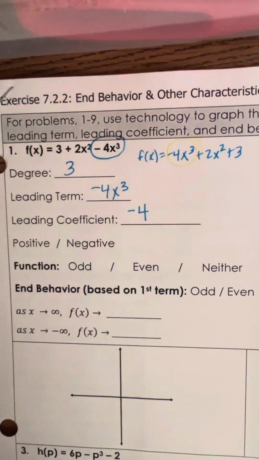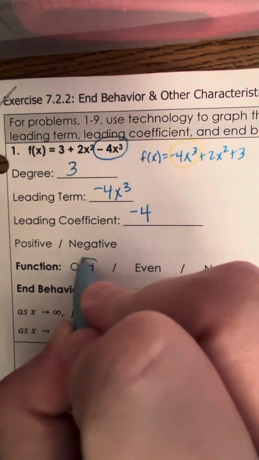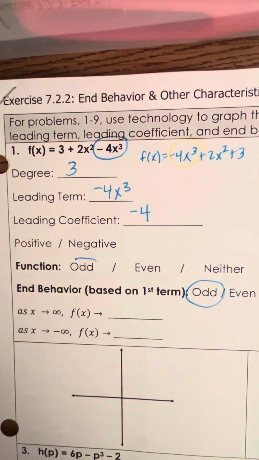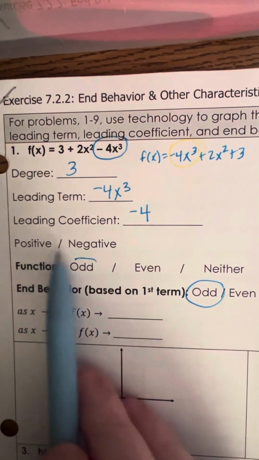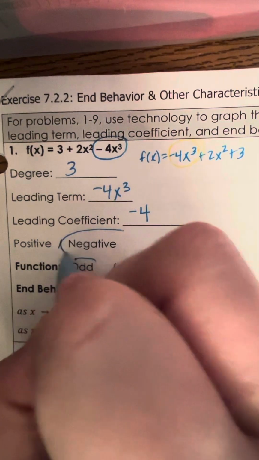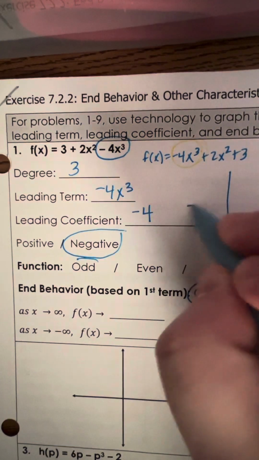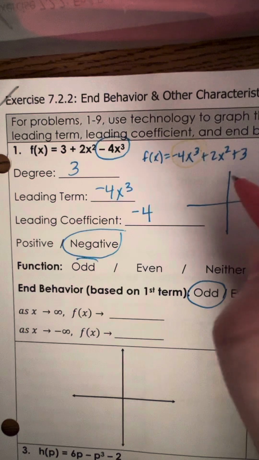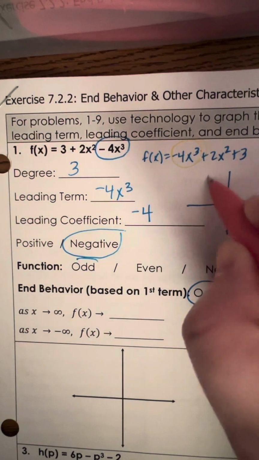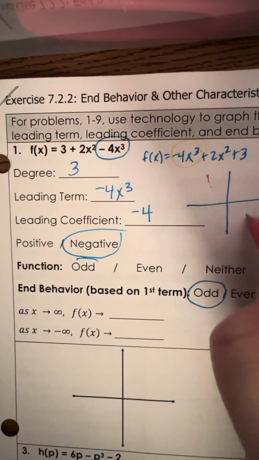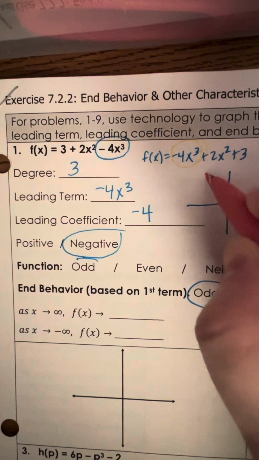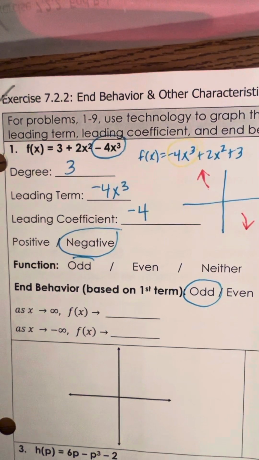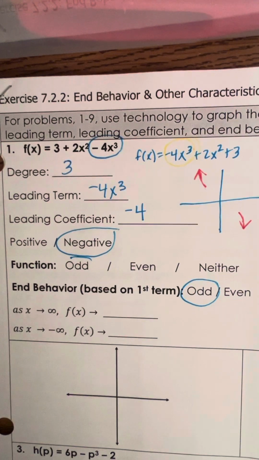So it has an odd degree. It's going to have an odd degree behavior. And then it has a negative leading coefficient. So if it has an odd degree and a negative leading coefficient, that means that it's going to start up here and it's going to end down here. And that's really all we care about when we're determining its end behavior.